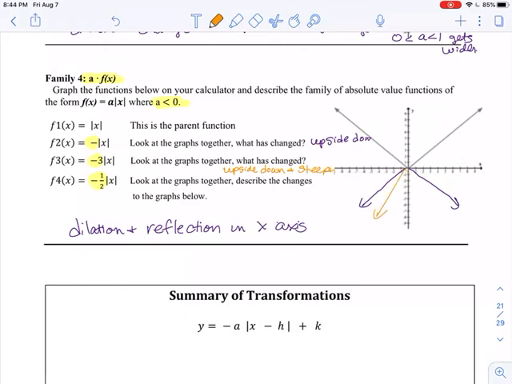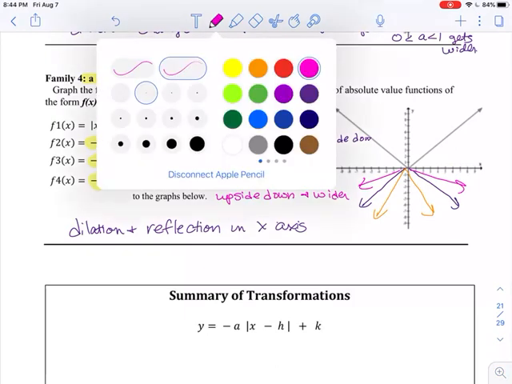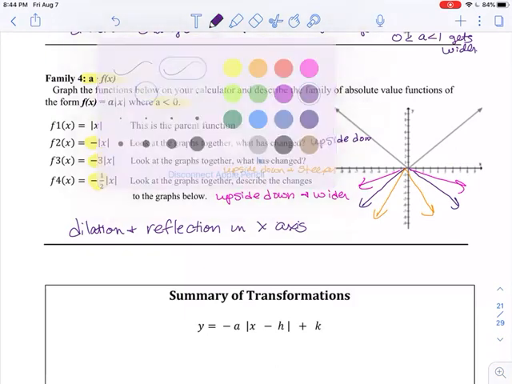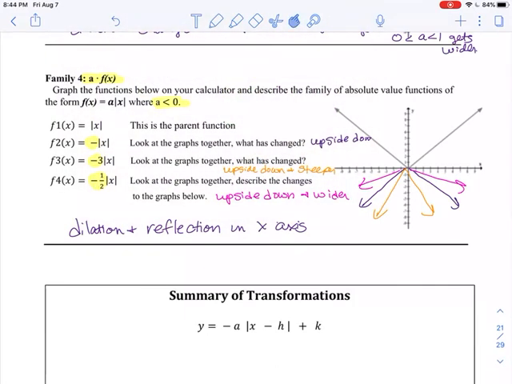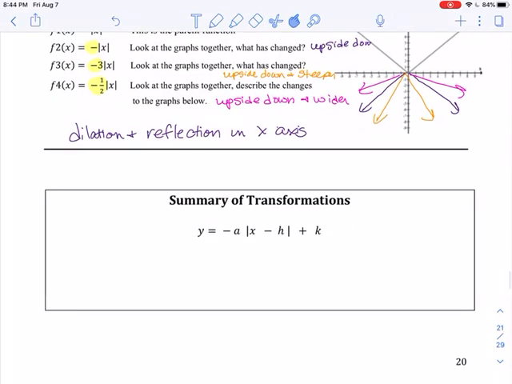Okay, so it looks something like that. And then the last one, I'll leave it pink also. Negative 1/2, it was upside down from the negative, but the 1/2 made it wider. So it looks something like that. Okay. Let's look at a summary of all of these transformations that we looked at.